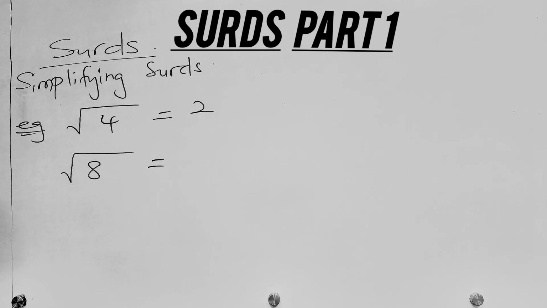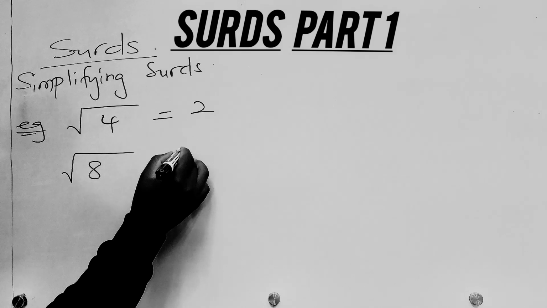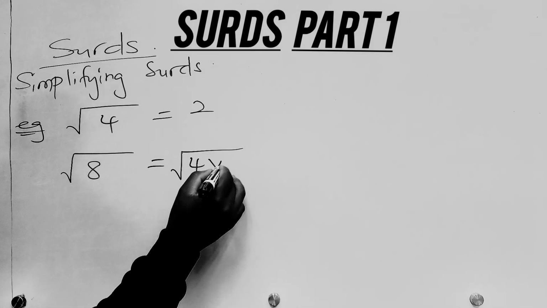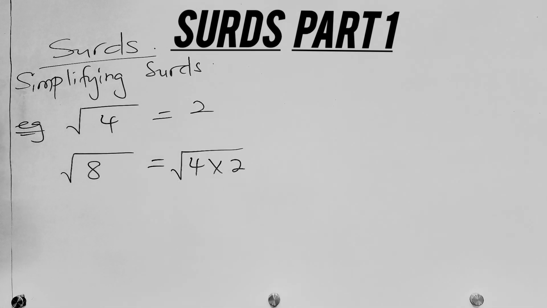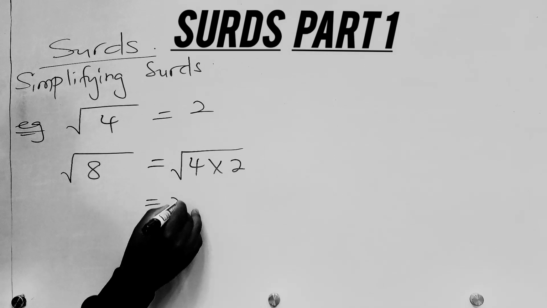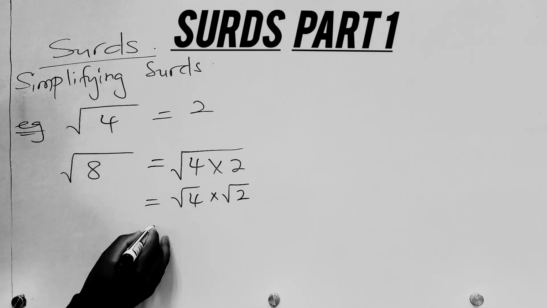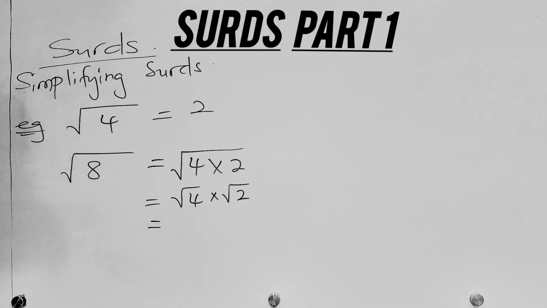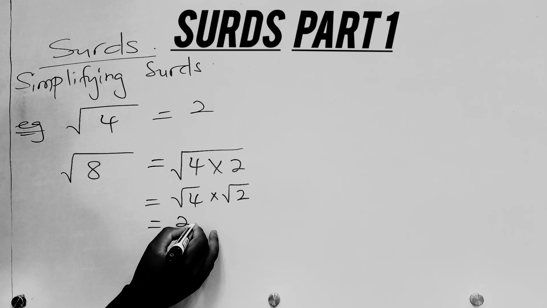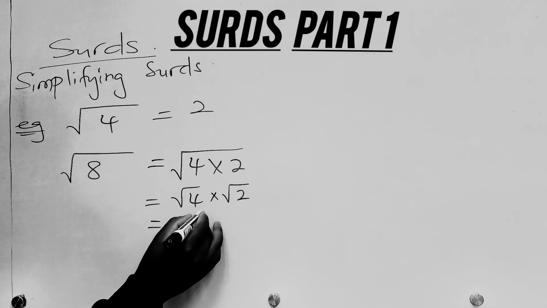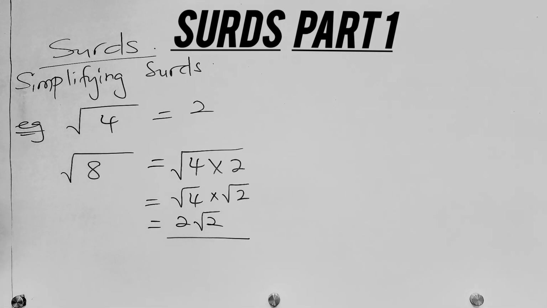We know that 8 has a factor which is a perfect square, which is 4. So the square root of 8 is the square root of 4 times 2. So this means square root of 4 multiplied by square root of 2. Now we simplify it separately. What is the square root of 4? This is 2. Then square root of 2 is not a perfect square, so it ends there. So our answer is 2 root 2.